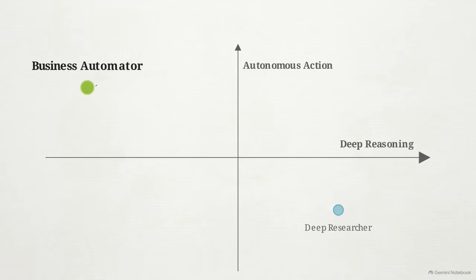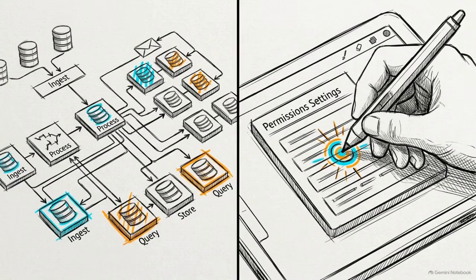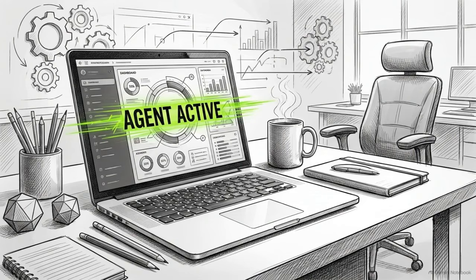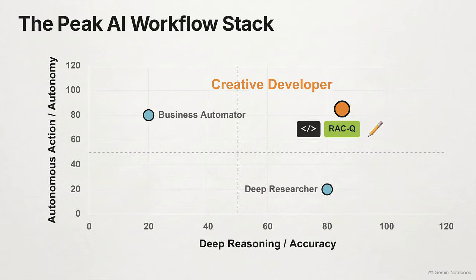They use platforms like Tiny Agents paired with the role, goal, and constraints framework. They endure the friction of mapping out system permissions and data tables up front, so they can walk away while the agent handles daily lead qualification and support routing. And the creative developer sits high on both axes, stacking Cursor and Claude with the RACQ framework to generate complex code and design across multiple files.